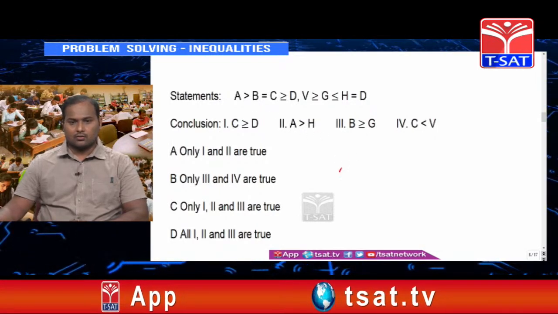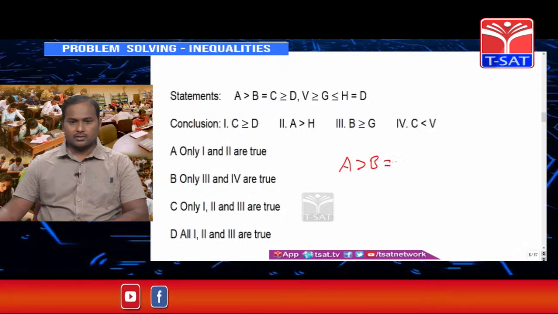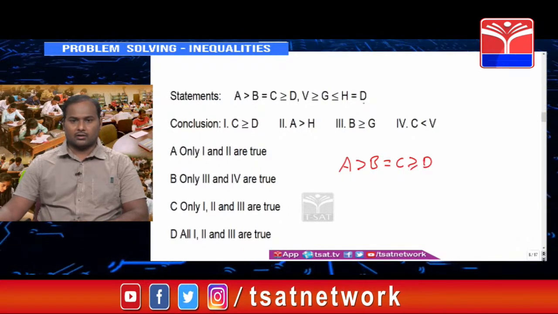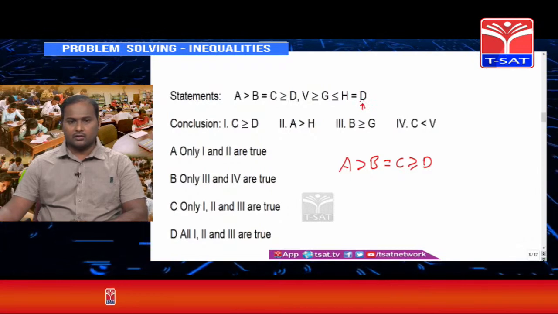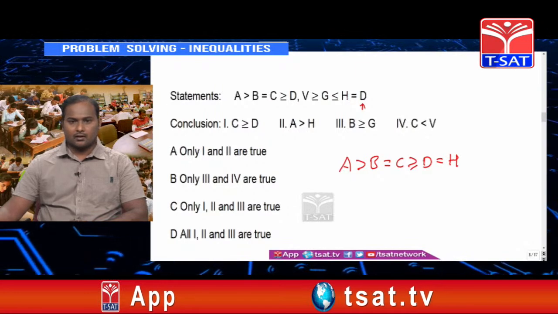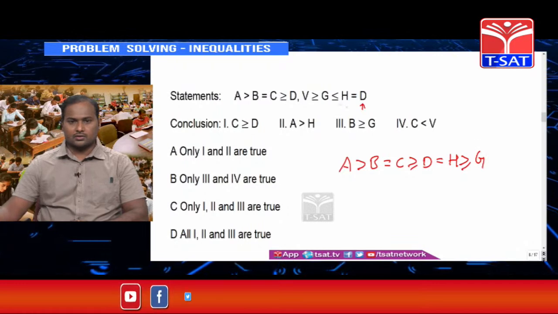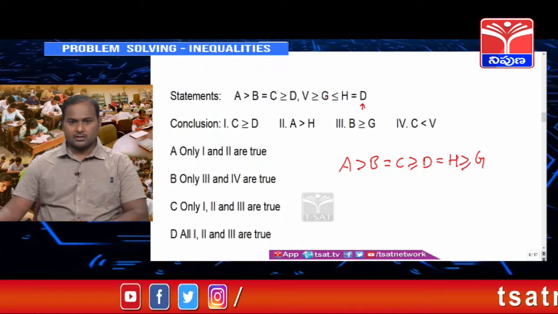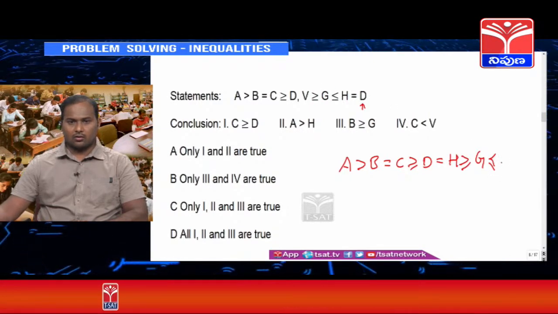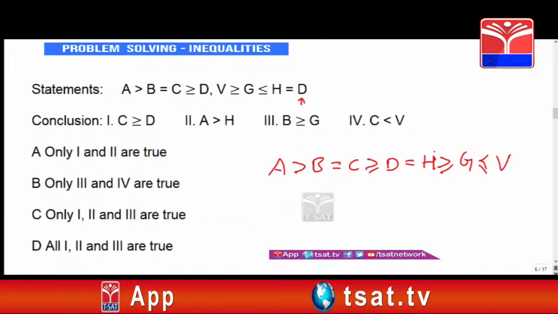Let's see this. Statement 1 says A is greater than B, B is equal to C, C is greater than D. Now take the common letter. So what is the common one here? D. So from D you start writing. So D is equal to H, H is greater than or equal to G, followed by G is less than or equal to V. So now I converted two statements into a single statement.